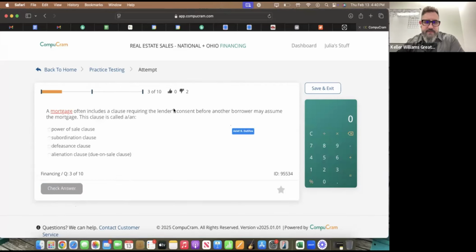All right, next question. A mortgage often includes a clause requiring the lender's consent before another borrower may assume the mortgage. This clause is called A, power of sale clause, B, subordination clause, C, defeasance clause, or D, alienation clause, or due on sale. What's everybody think?